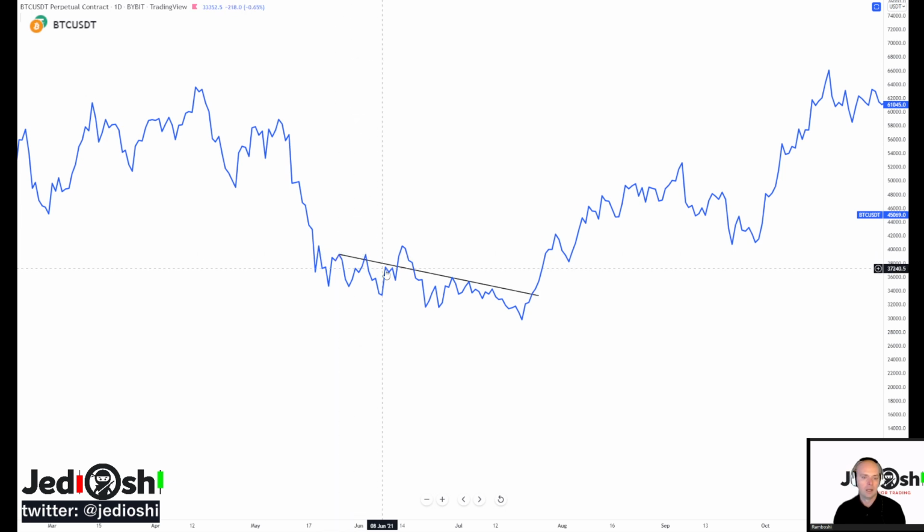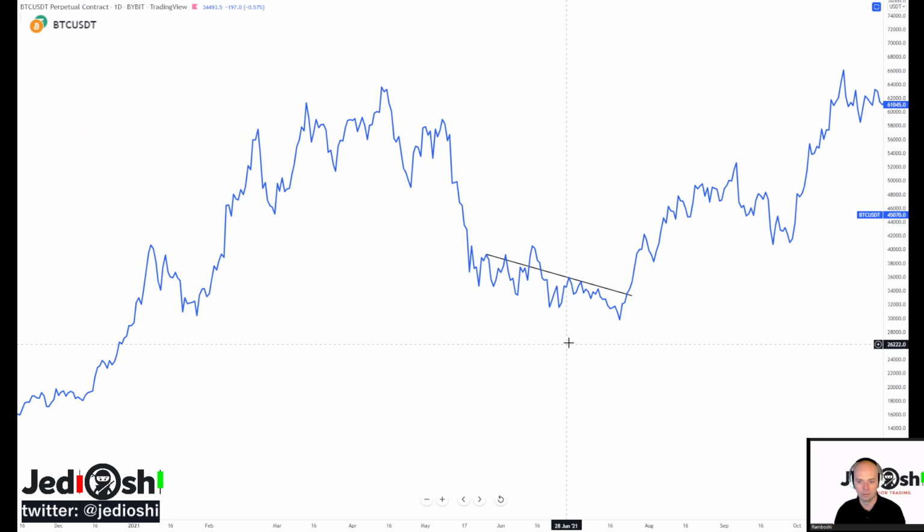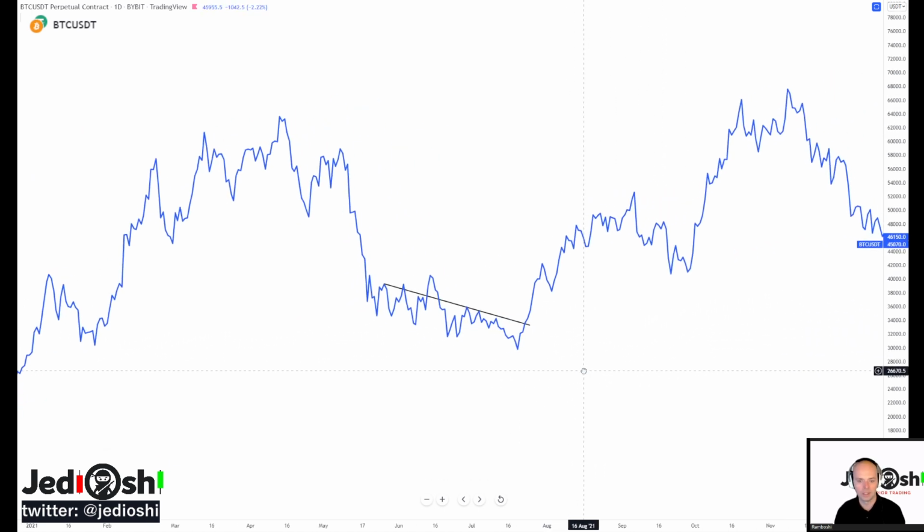This was our summer fake out breakout. We broke back down, we rode this line down, and finally broke the trend. So I'm looking for, again, touches. This one has 1, 2, 3, 4. It's pretty strong. We finally broke it, and it was pretty significant.